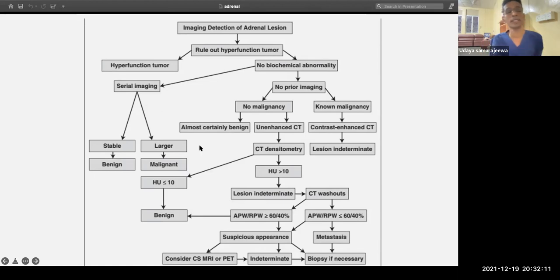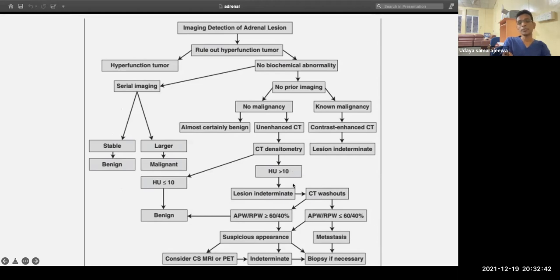If the CT appearance is benign and the size is less than 4, then you need to do serial imaging on follow-up with a follow-up protocol. In the follow-up protocol, if the lesion is stable, you don't need to take them to immediate surgery. You can wait a little bit and do further follow-up. But if the lesion is getting bigger on serial imaging, then we need to suspect a malignancy risk and you need to offer surgery.